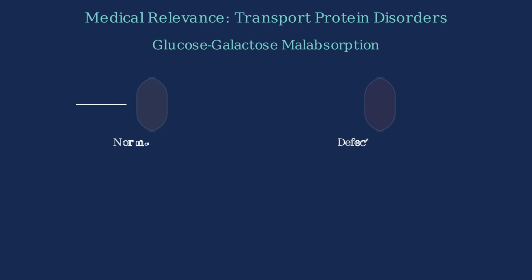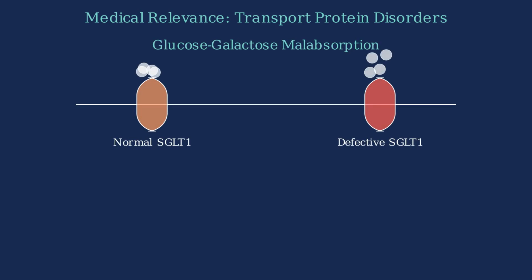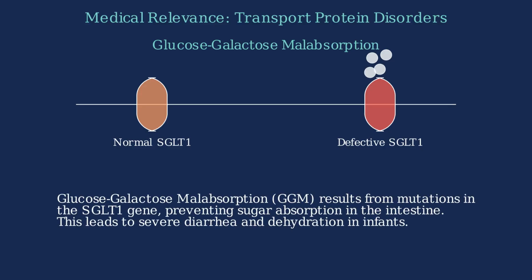Glucose-galactose malabsorption is caused by mutations in the SGLT1 transporter. In healthy intestines, SGLT1 facilitates absorption of glucose and galactose from food. With defective SGLT1 transporters, these sugars cannot be absorbed. The resulting buildup of sugars in the intestine causes severe diarrhea and dehydration, particularly in infants.